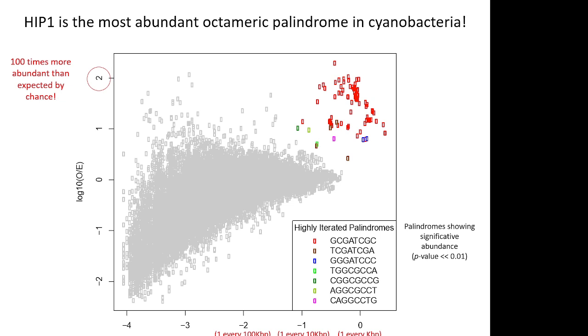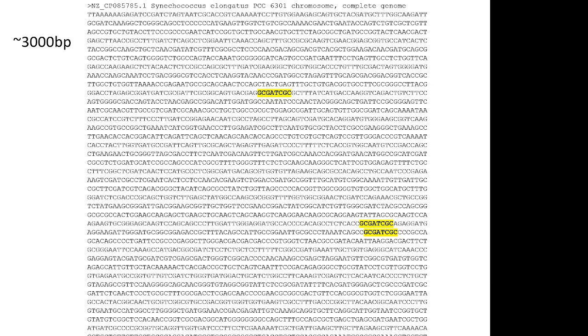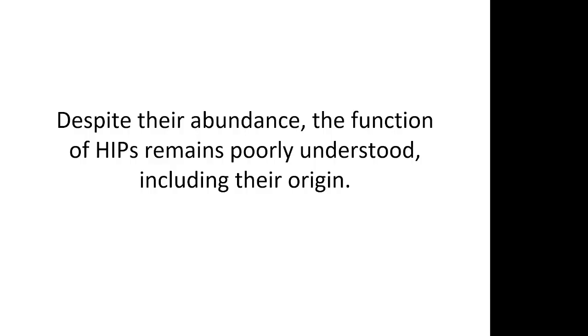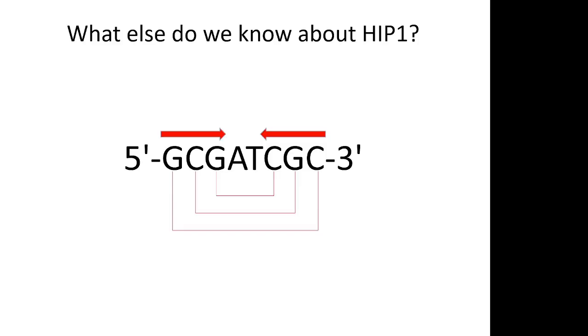So why are these sequences so abundant? What are they doing? This is only a fragment of one of the genomes from a cyanobacterium called Synechococcus elongatus, where you have about 3,000 base pairs, and you can see how common these sequences are along the genome. So what are they doing there? Well, what is surprising is that despite their abundance, the function of these sequences remains poorly understood, including their origin. So this is, I think, a very interesting mystery to try to solve.